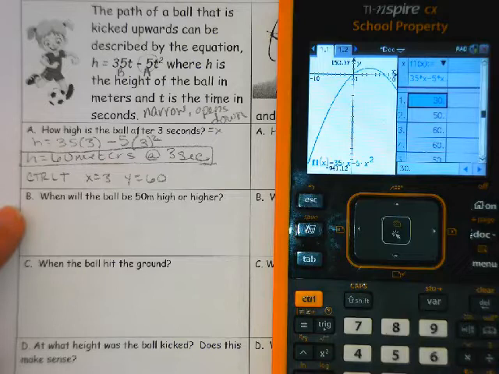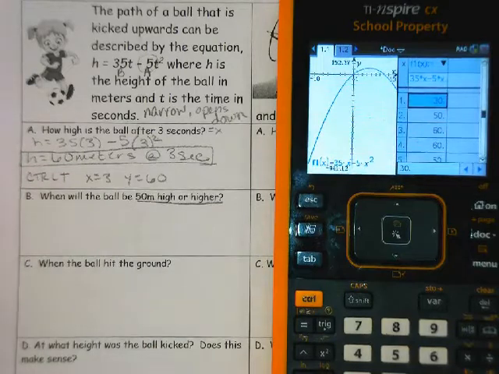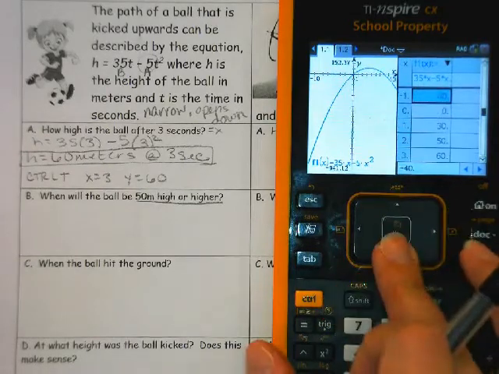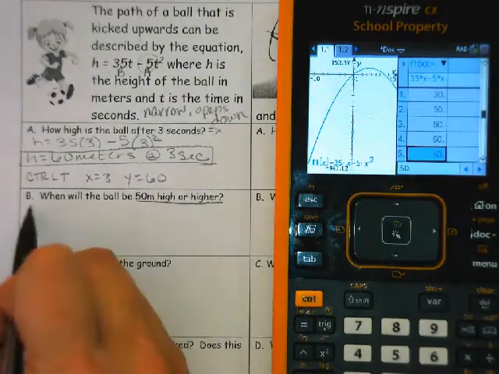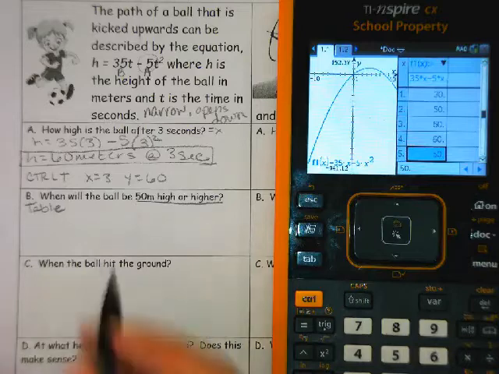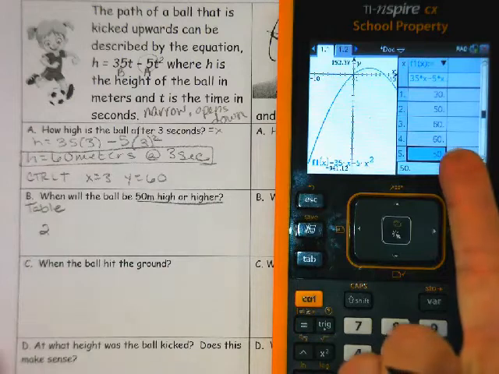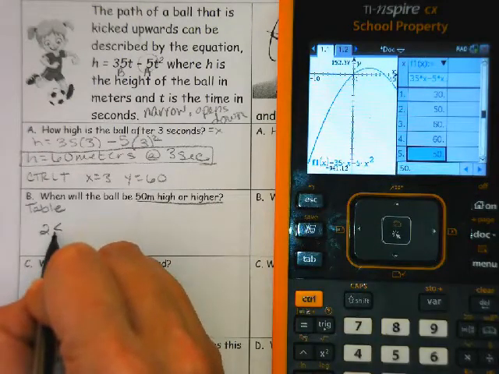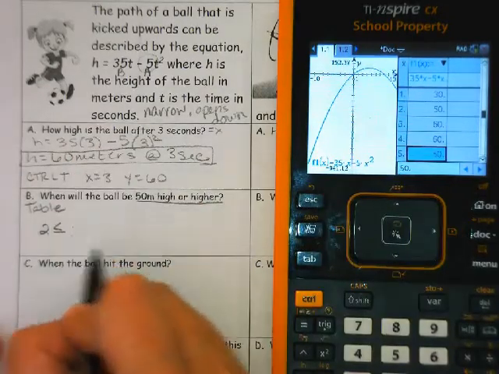What about letter B? When will the ball be 50 meters high or higher? At what? 2 seconds to 5 seconds right here. How do we show 2 seconds to 5 seconds? And again, I'm just going to make a little note that we're looking at the table here. Yes. 2 is, we can write it like a what? Is this a domain or a range? This is a range. So 2 is less than or equal to, what are we using for, or we want to use y, or you could use h, either way.